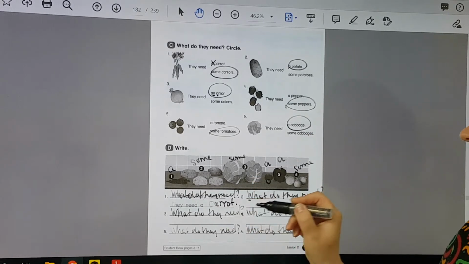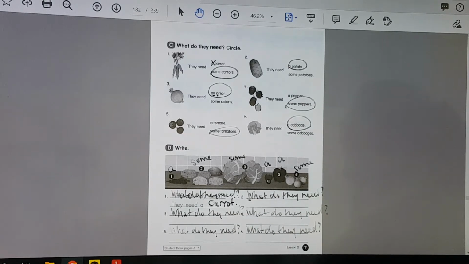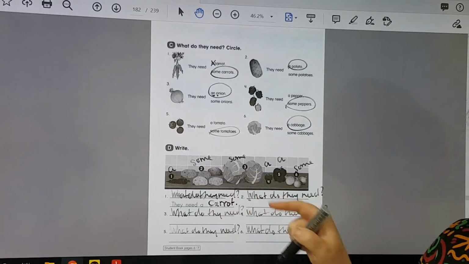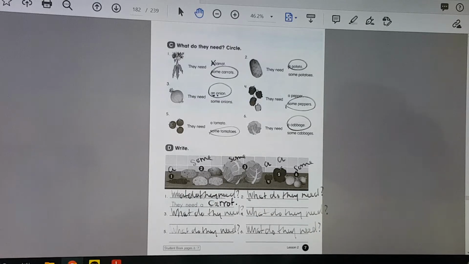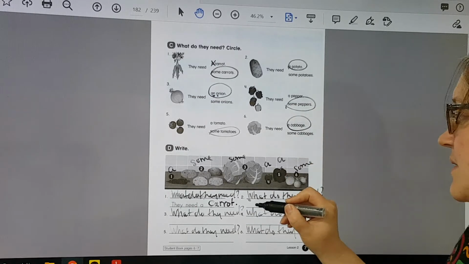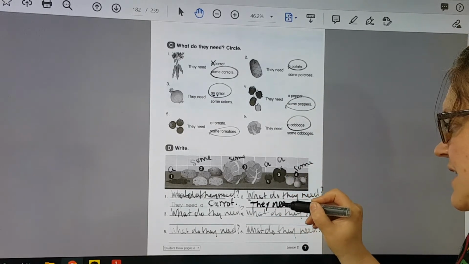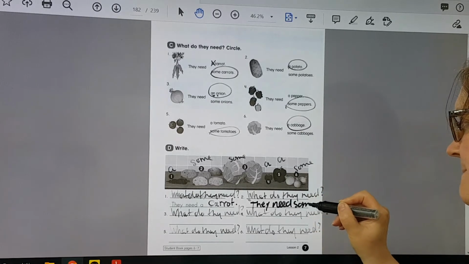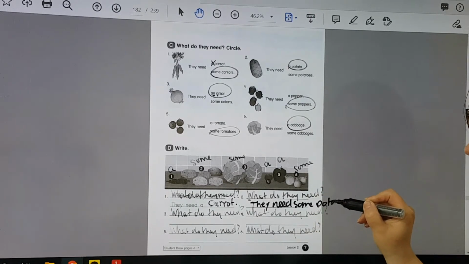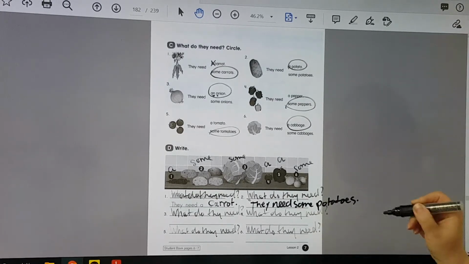So we say they need a carrot. Number 2, what do they need? Well, we already gave ourselves the hint, some. So they need some potatoes. They need some potatoes. Capital T, they need some potatoes. Okay, don't forget the period.